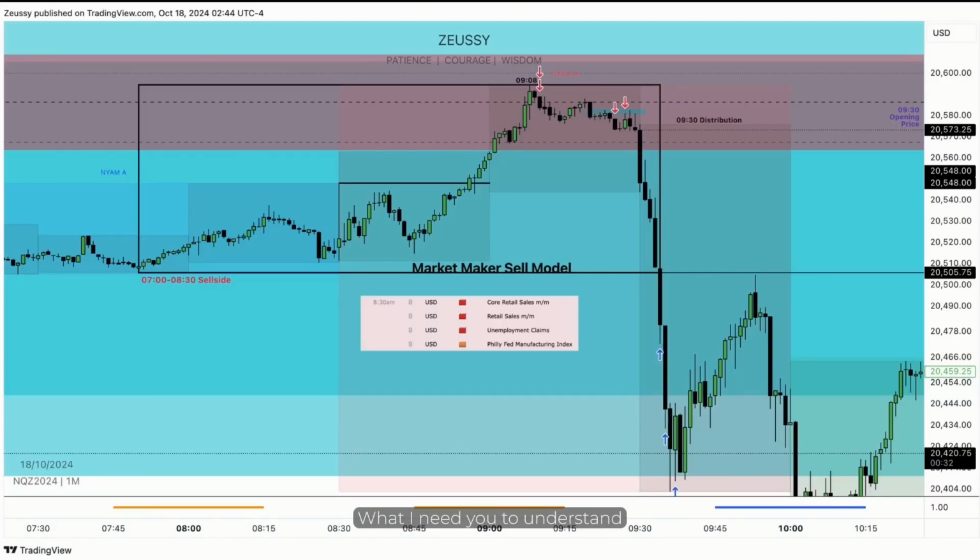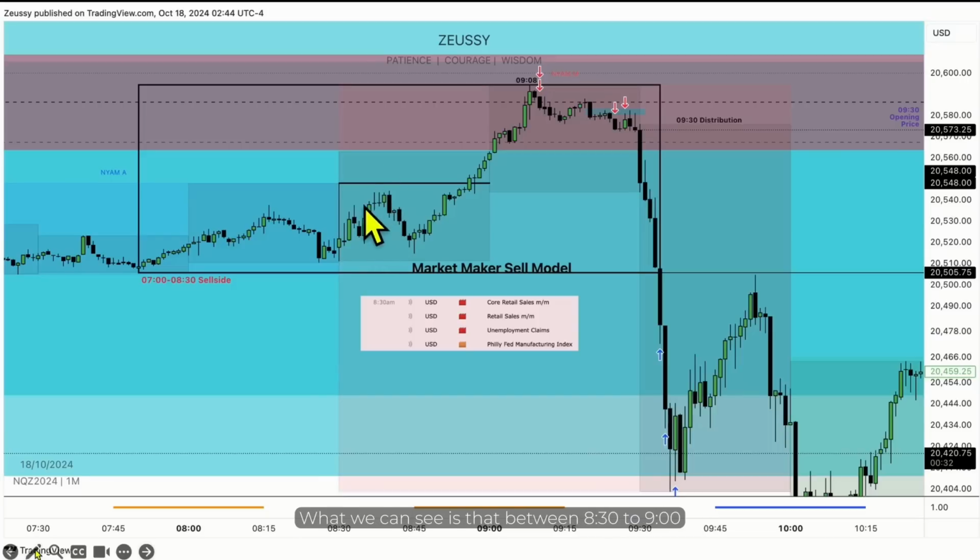What I need you to understand is that within the New York morning session, between 8:30 to 10, we're anticipating manipulation to take place. However, when we zoom into this delivery, what I want you to see is that if we fractalize that 90-minute cycle into three 30-minute cycles, those three 30-minute cycles all have their respective AMD function: accumulation, manipulation, distribution.